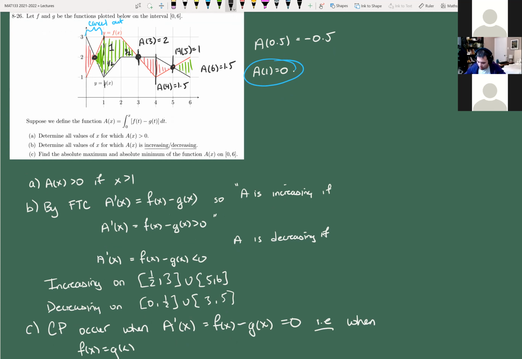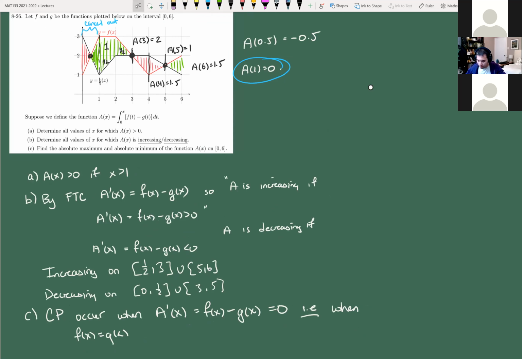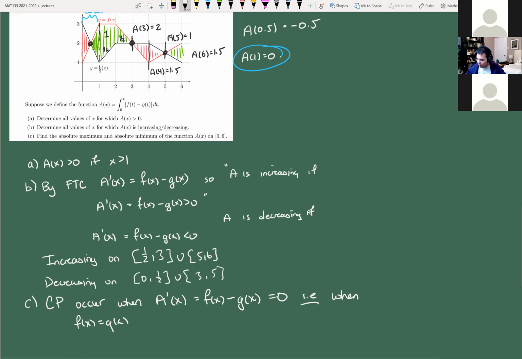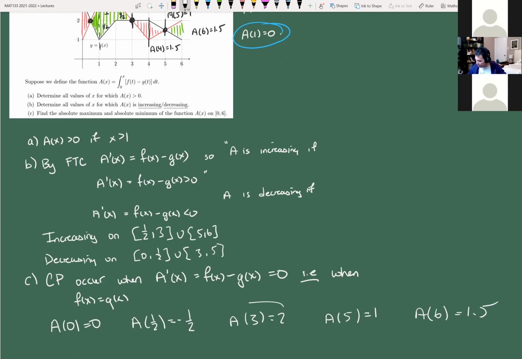And then we also need to check our endpoints. Now, in this picture, we've computed pretty much what all of these things are, right? So we know A of 0 is 0. So that's the left endpoint. A of 1/2 is negative 1/2. A of 3 is 2. A of 5 is 1, and then A of 6 is 1.5. All right, what's the biggest? That's the max. And what's the min? That's the min right there.